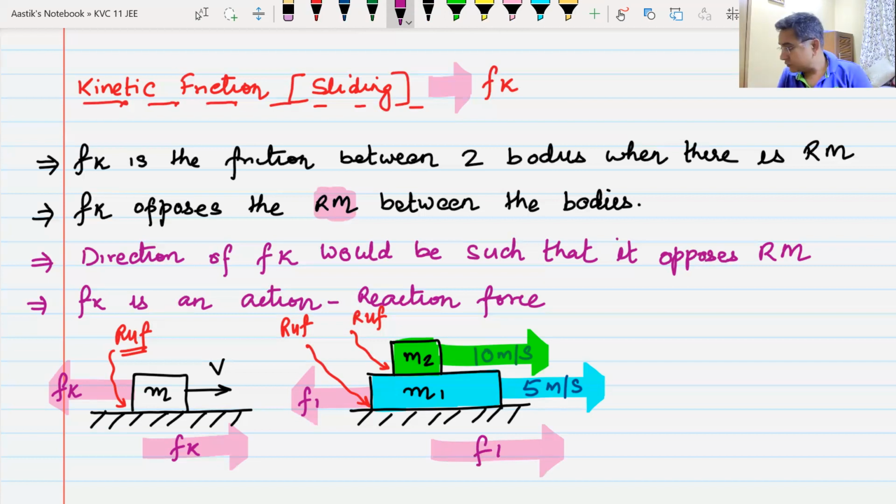But on top of M1, there is also a block M2. There will be frictional force between the blocks M1 and M2 also. The magnitude would be different, the direction would be different. Can you tell me what the directions of frictional force between M1 and M2 are?